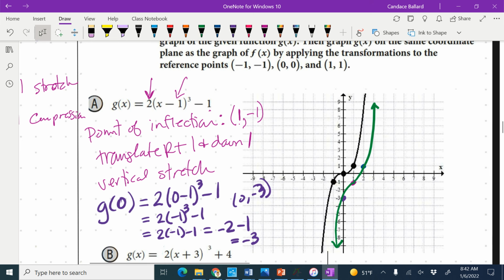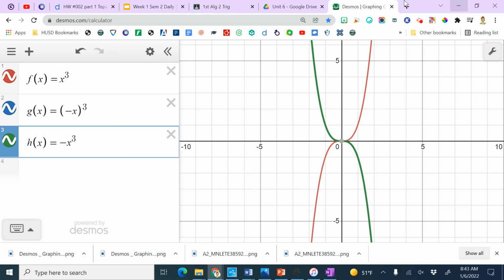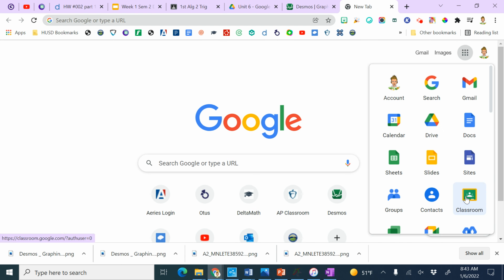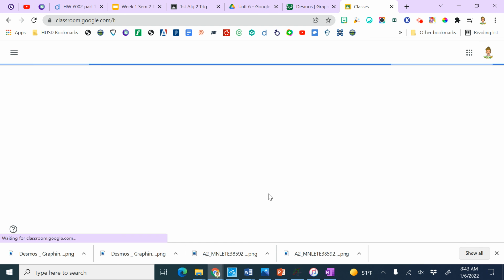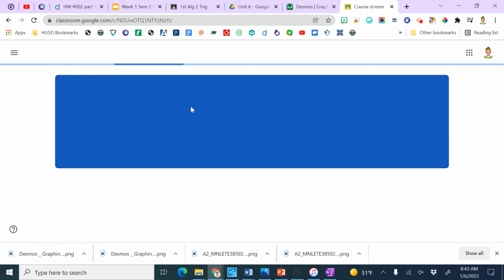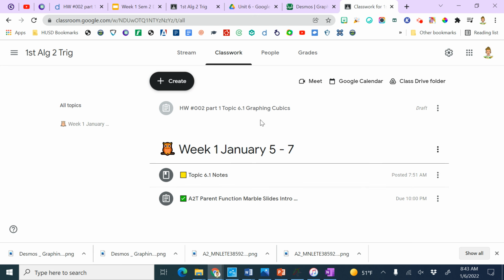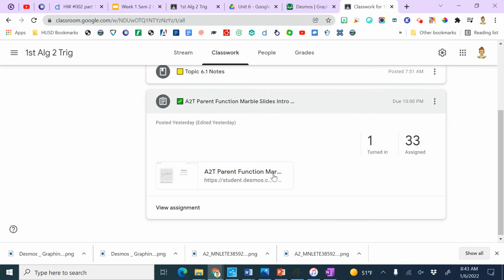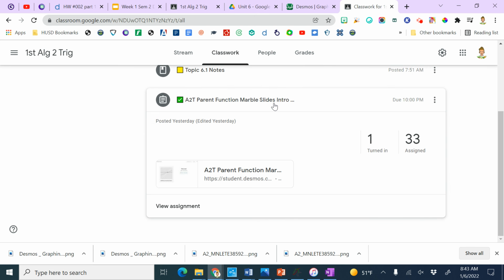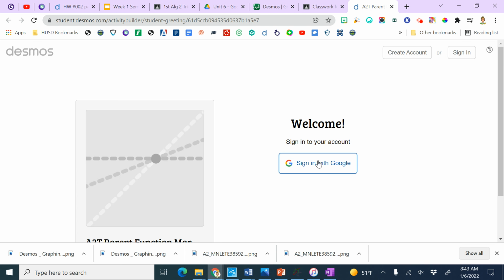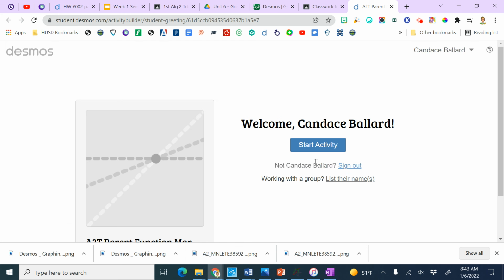Okay. I want you guys to go into Google Classroom. I posted something yesterday. This is where you need your yellow sheet. Let me get there too. Because I want you to play with something and kind of learn how to use this thing. Okay. So there's an activity in there that's called Parent Function Marble Slides Intro. Open that up. One person's turned it in already. Nice. All right. And you can just hit Start Activity once you're in there.